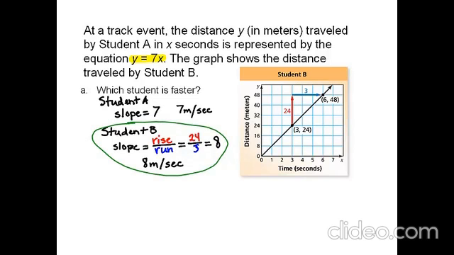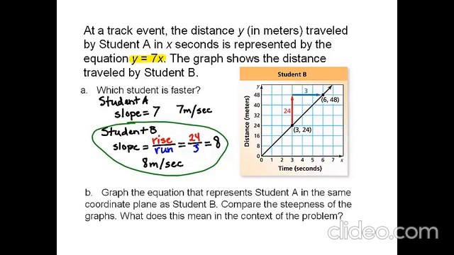Now let's look at Part B. Graph the equation that represents student A in the same coordinate plane as student B. Compare the steepness of the graphs. What does this mean in the context of the problem? First, start by graphing the equation y equals 7x in the same coordinate plane as student B, and label the line as student A.